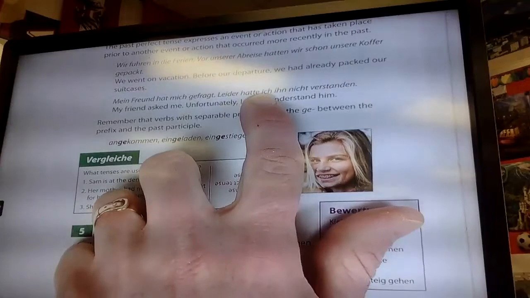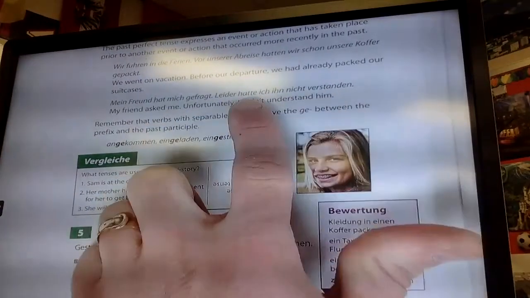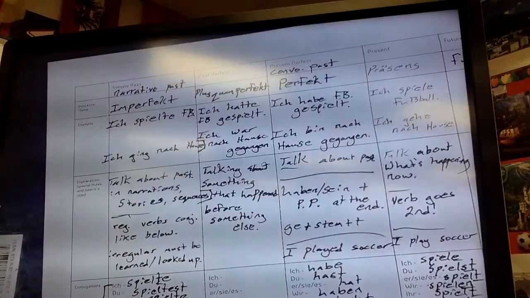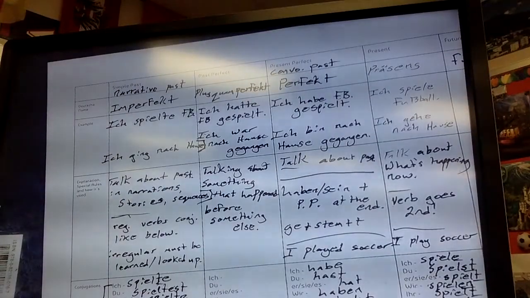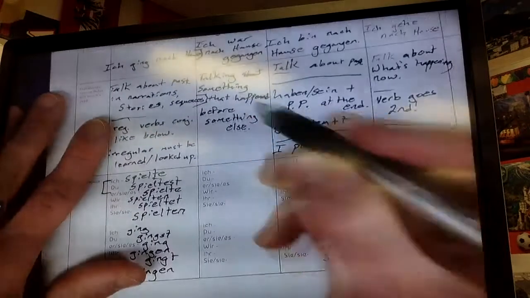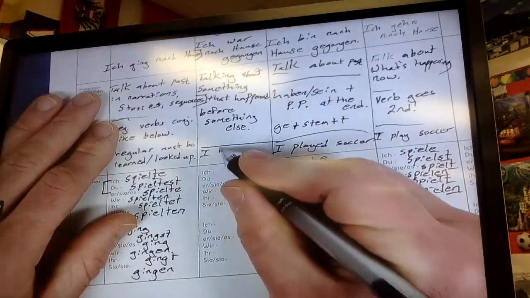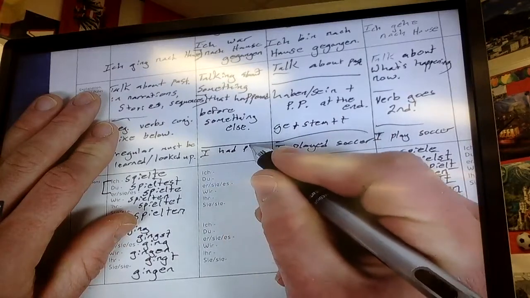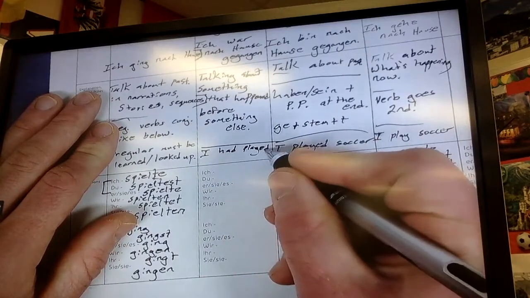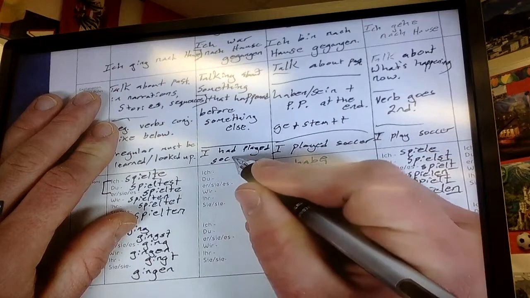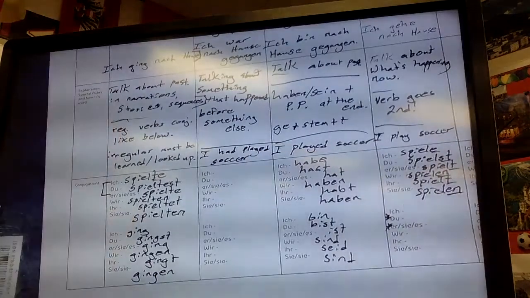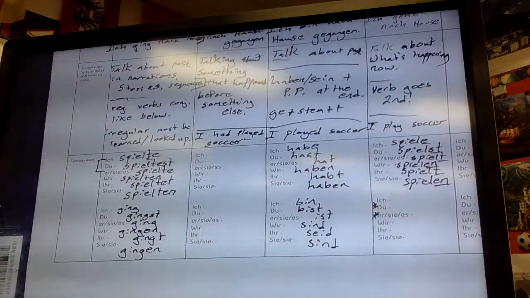So, leider hatte ich ihn nicht verstanden. I didn't understand him. We're talking about past tense events that happened before something else. But what we're basically saying is, I had played soccer. I had gone home.